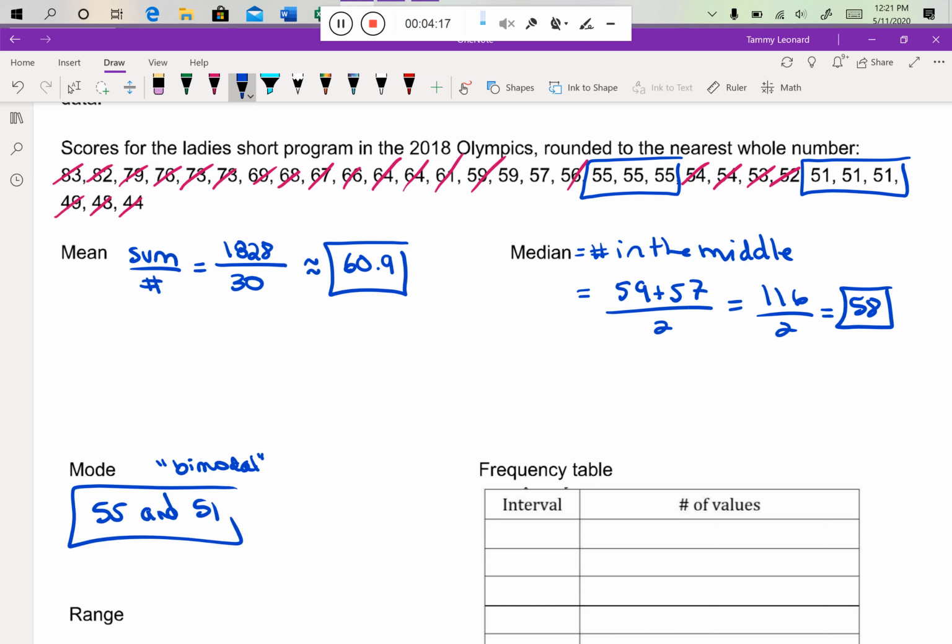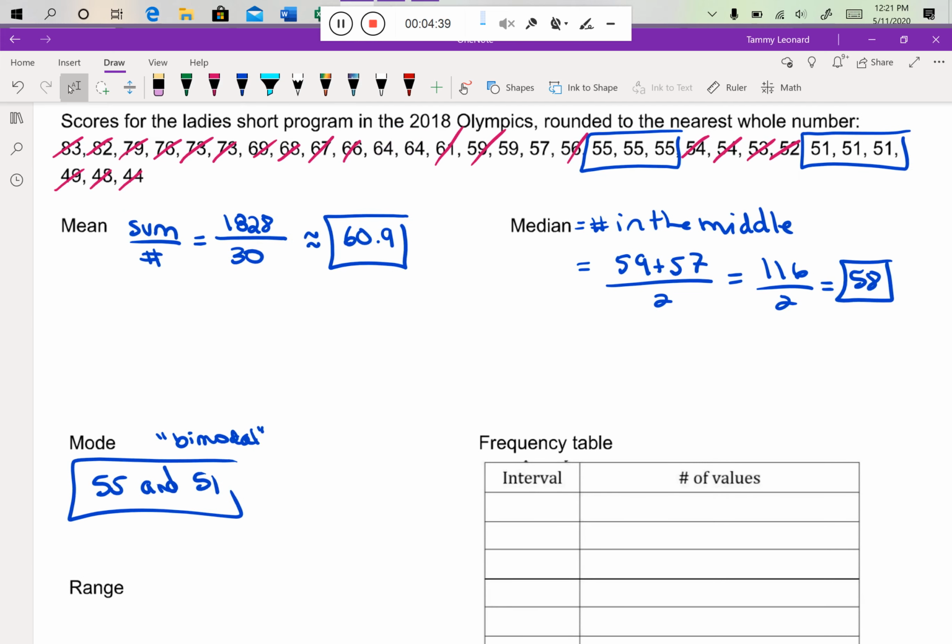There aren't any values that occur more than 3 times. And even if something else is repeated, like 64, it doesn't count as one of the modes because it only occurs twice. So it doesn't occur the most number of times. So there are two modes, 55 and 51, for this data set.